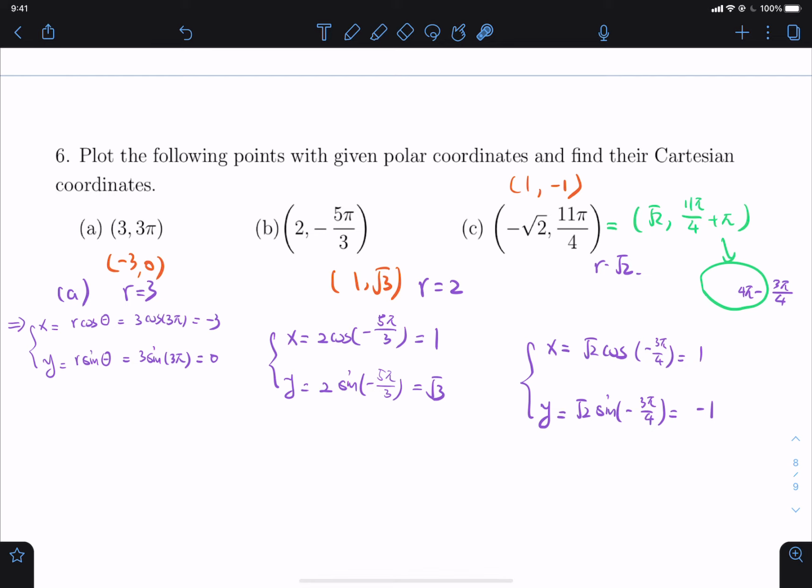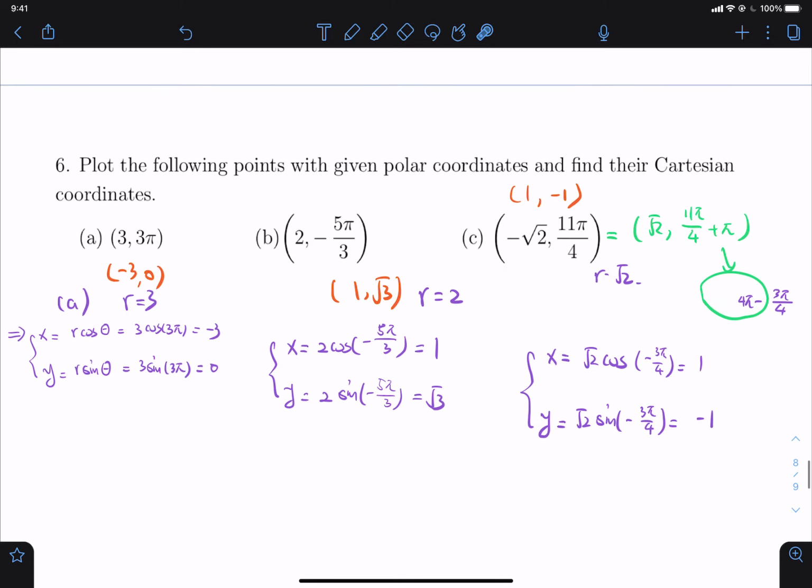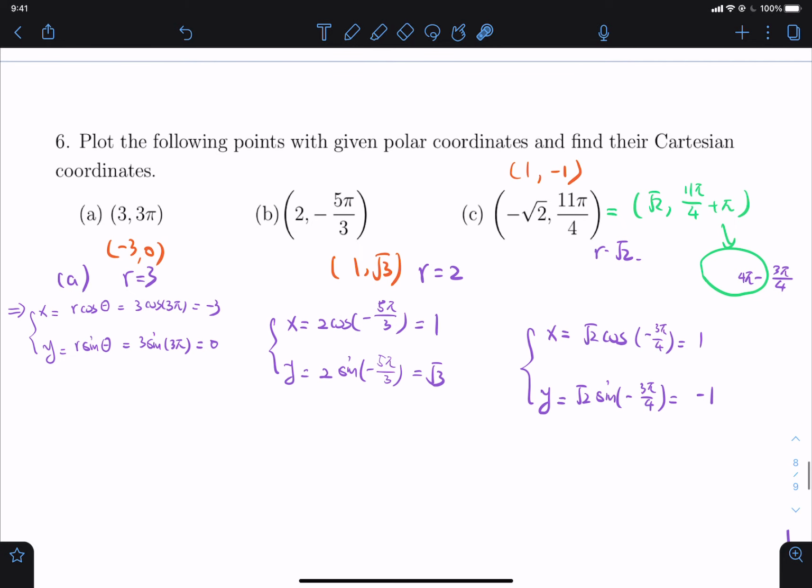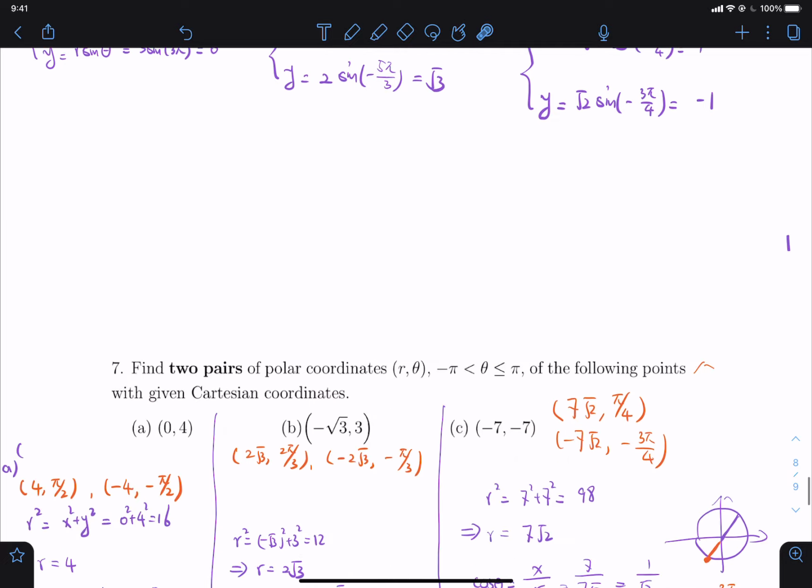And y is equal to this sine 3 pi over 4, that's negative 1. So we finally managed to convert this into our Cartesian coordinate, which is (1, negative 1), like this. That is question 6. Very simple, I think, as long as you remember the formula. And also remember to flip the sign here. When you flip the radius, you also convert the angle to the other side. So that is question 6.